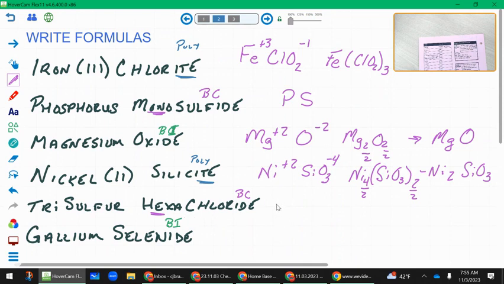Trisulfur hexachloride, that is a binary covalent. Sulfur is S. Tri means there are 3 of them. Chloride is Cl. Hexa means 6. Boom, I am done.